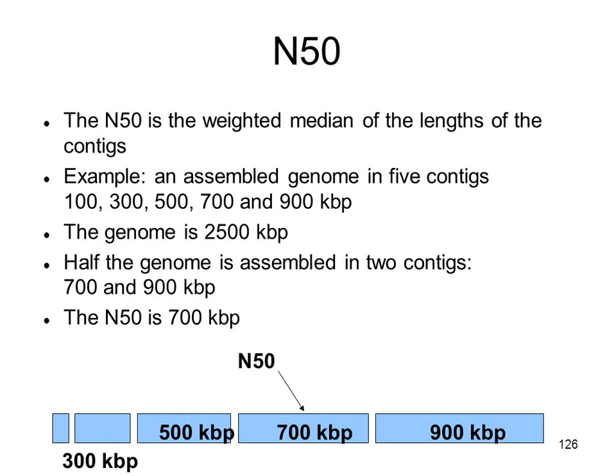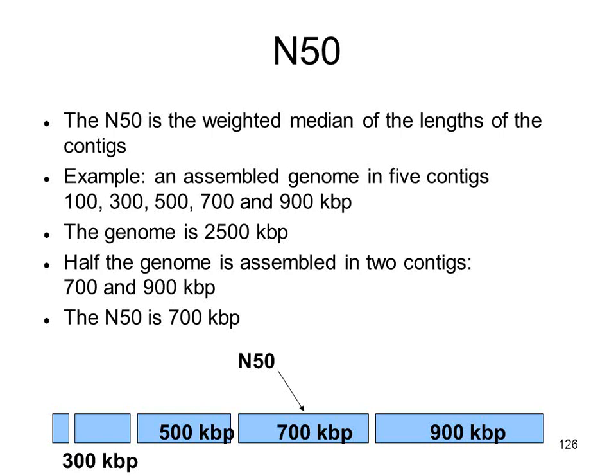Right. Okay, so this is actually important because it's a good measure of the quality of your assembly. And the idea is that you want your N50 as large as possible. It's actually a weighted median of the lengths of the contigs. So for example, let's say you have an assembled genome in 5 contigs: 100, 300, 500, 700, 900 kilobases in length. The genome itself is the sum total of that, 2,500 kilobases.